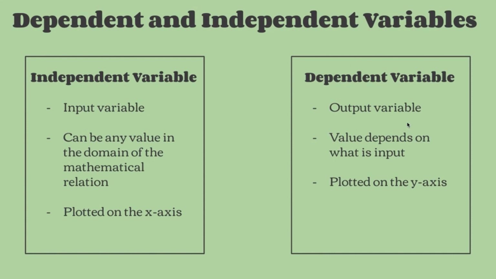The dependent variable is also known as the output variable. The value depends on what is input. So the dependent always depends on the independent, which is why this is dependent and this is independent, because it can work on its own, it can be any value, and this depends on this. And the dependent variable is always plotted on the y-axis. Independent x and dependent y.